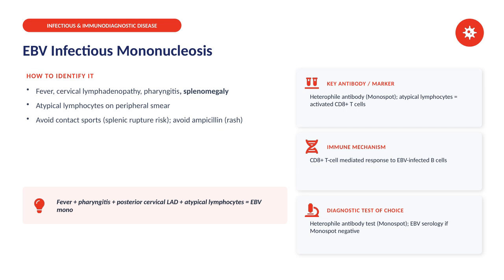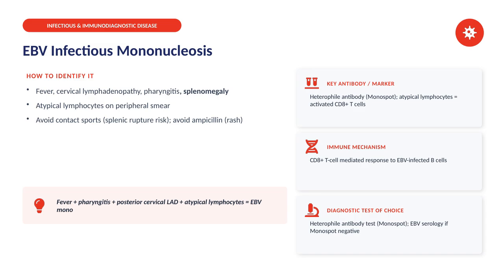Infectious mononucleosis caused by Epstein-Barr virus typically presents with fever, swollen lymph nodes in the neck, sore throat, and an enlarged spleen. On a blood smear, you'll see atypical lymphocytes, which are actually activated CD8 positive T cells responding to infected B cells. It's important for patients to avoid contact sports to reduce the risk of spleen rupture. Also, ampicillin should be avoided because it often causes a rash in these patients.